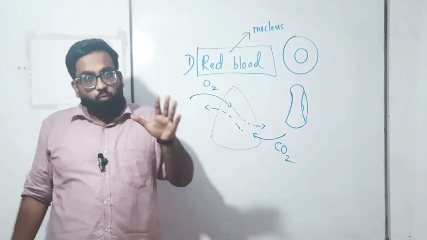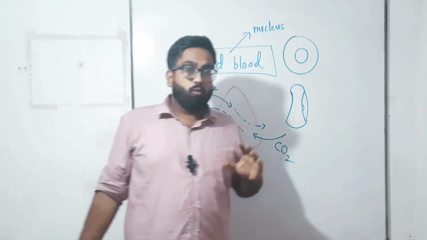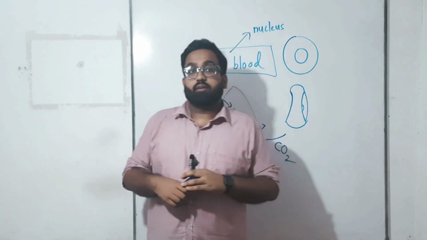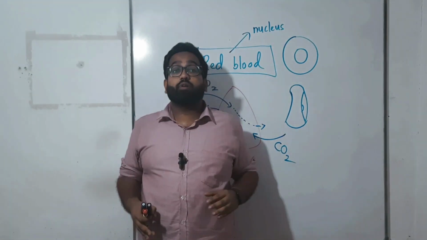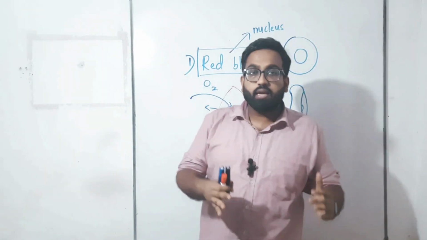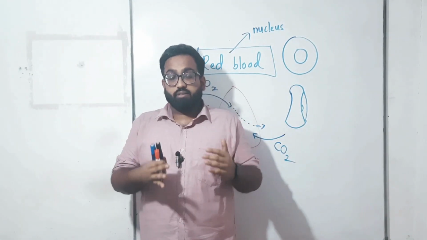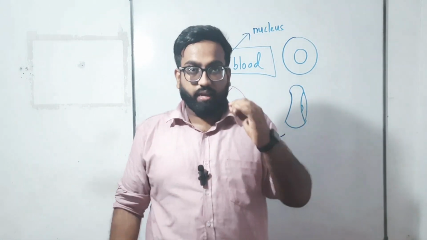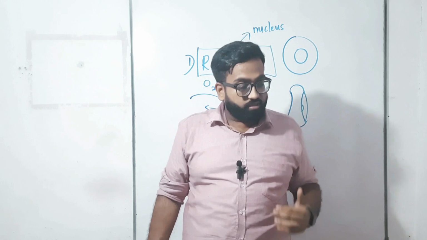The other one is white blood cells. Children, white blood cells are the protectors of our body. They are the guardians of our body. Why? Our body is protected from diseases and other unnecessary germs. All these things, our body is protected with the help of our white blood cells.